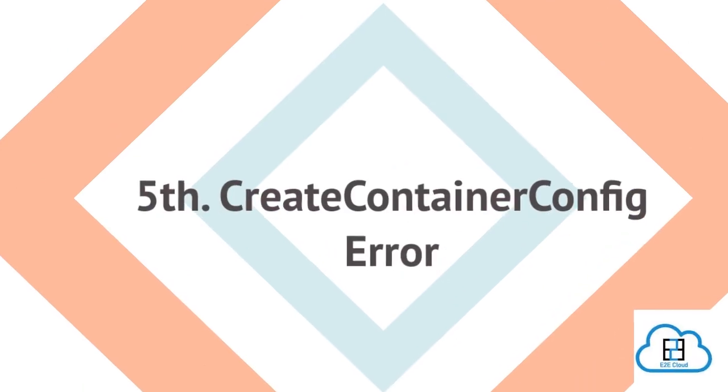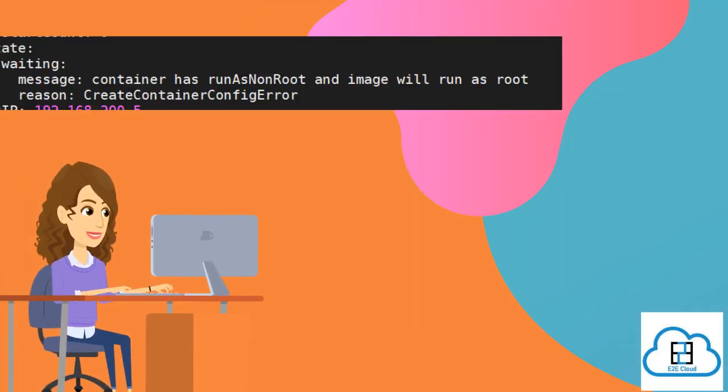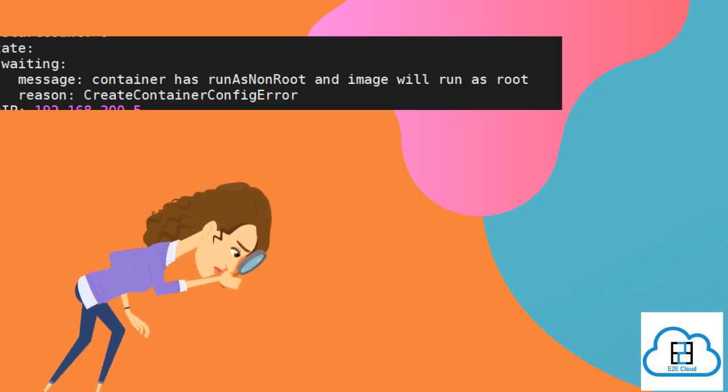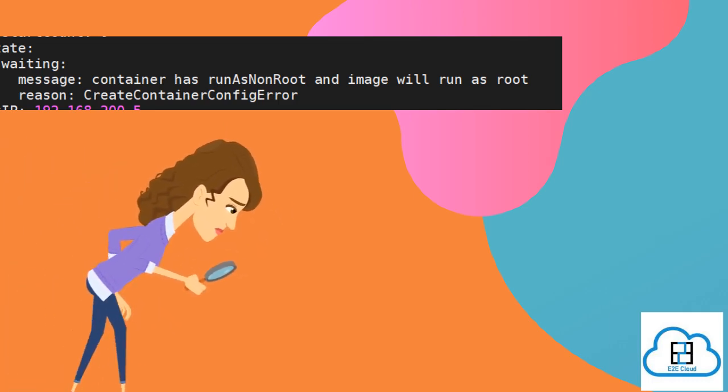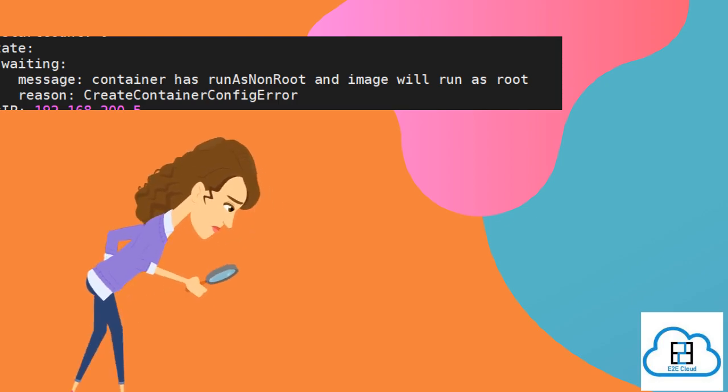Fifth is CreateContainerConfigError. This error occurs when Kubernetes tries to create a container in a pod, but fails before the container enters the running state. This error can be identified by running the kubectl get pods command. This error usually occurs when a ConfigMap is missing or a secret is missing.